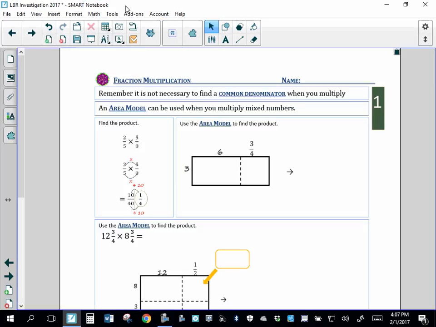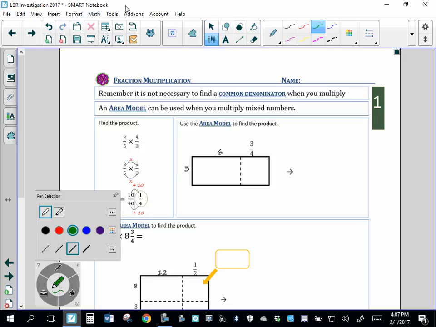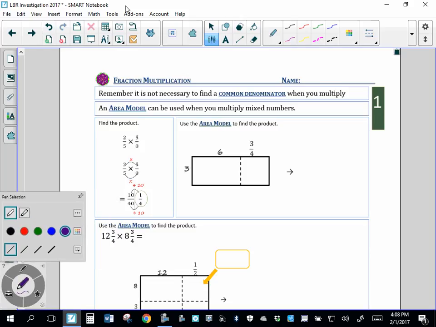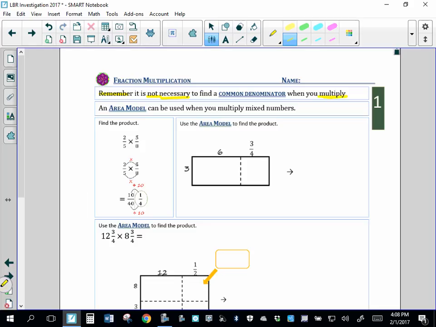Right, this is just a summary of what we did in class today and how we are using the area model to multiply fractions when they are mixed numbers. Before we start, a quick reminder to always read the top of the note catcher and think about what it's telling us. It says remember that it is not necessary to find a common denominator when you multiply, because we just finished addition, and that's a question that comes up a lot.